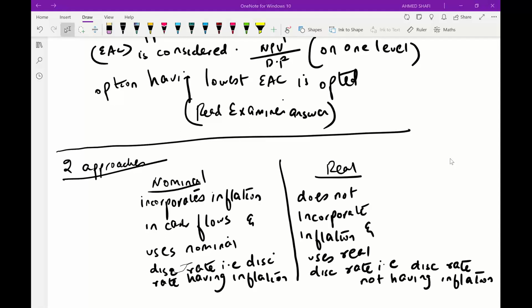Obviously, you can write that as far as easiness is concerned, people will favor a real approach. No need to incorporate inflation, use real discount rate. Okay.